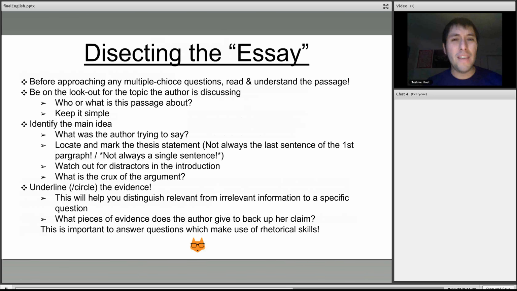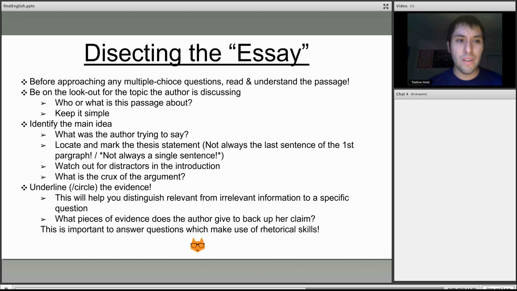And it's going to be very, very important to dissect the essay for this sort of question, even though it's not a reading comprehension exercise. It does test your ability to understand grammar as it works in the context of a passage. So before you approach any multiple choice questions, read and understand the passage. Be on the lookout for the topic that the author is discussing.